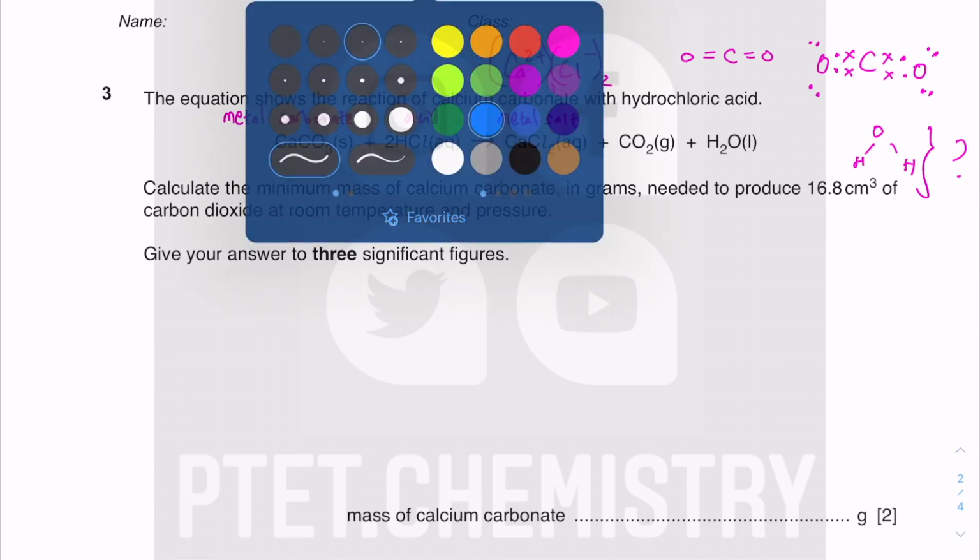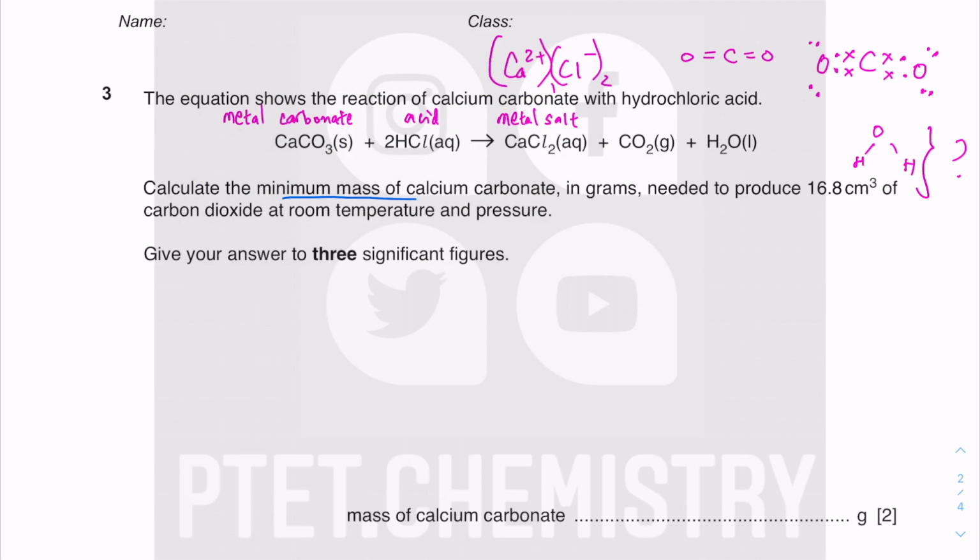My focus on this question, however, is on calculation. So they want the mass of calcium carbonate, and you are producing this much volume of carbon dioxide. Carbon dioxide is a gas at room temperature and pressure. In fact, if you are living right now, you are breathing out carbon dioxide because you are doing respiration. You are breathing out carbon dioxide and breathing in oxygen as part of your body function. Incidentally, they want you to do it to 3 sig fig.